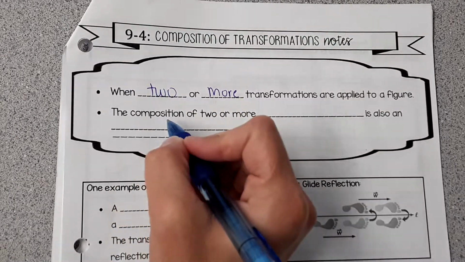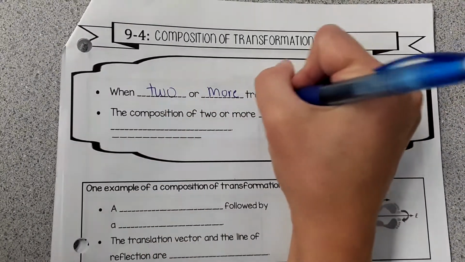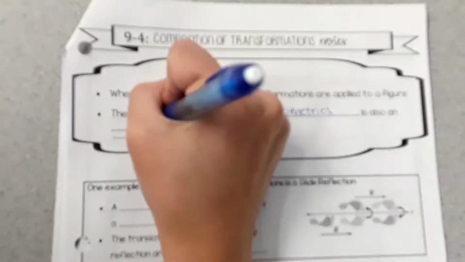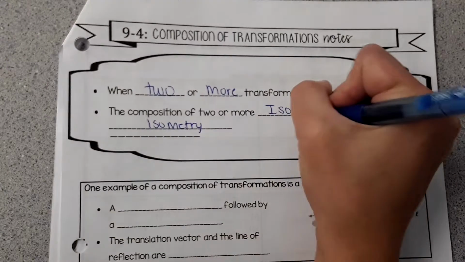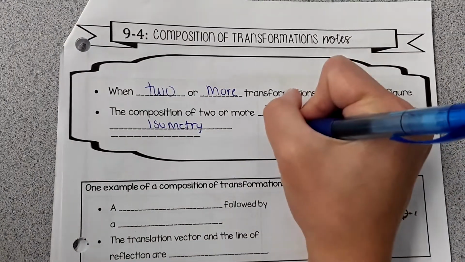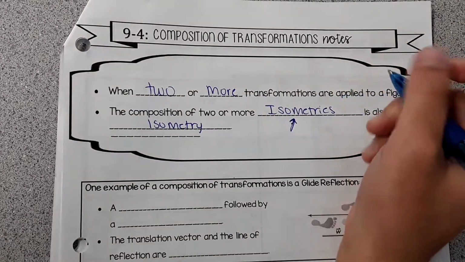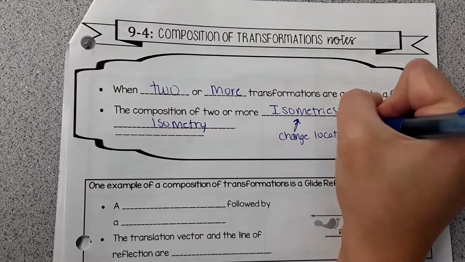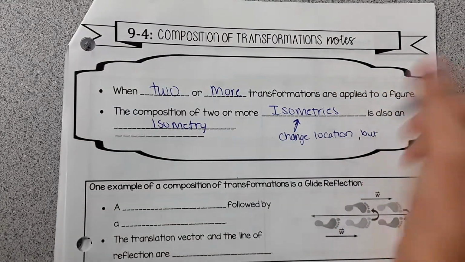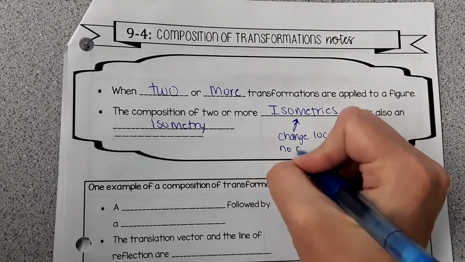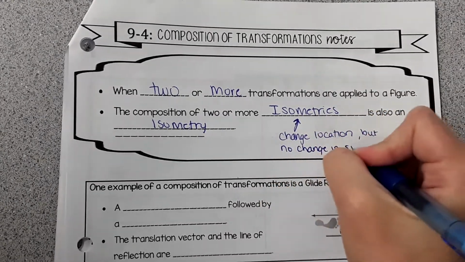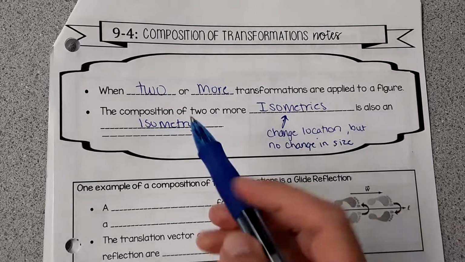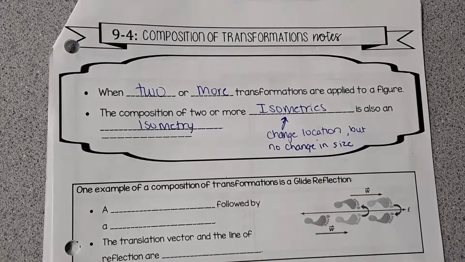And I'll explain what this word means. The composition of 2 or more isometries is also an isometry. An isometry is specifically when you like move the location, but you don't change the size of a shape. So change location, but no change in size. So when you do 2 isometries, it's still going to be an isometry.